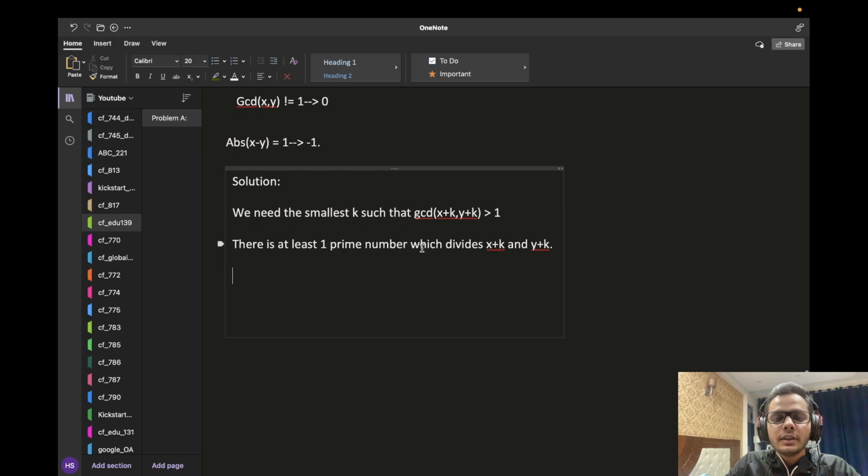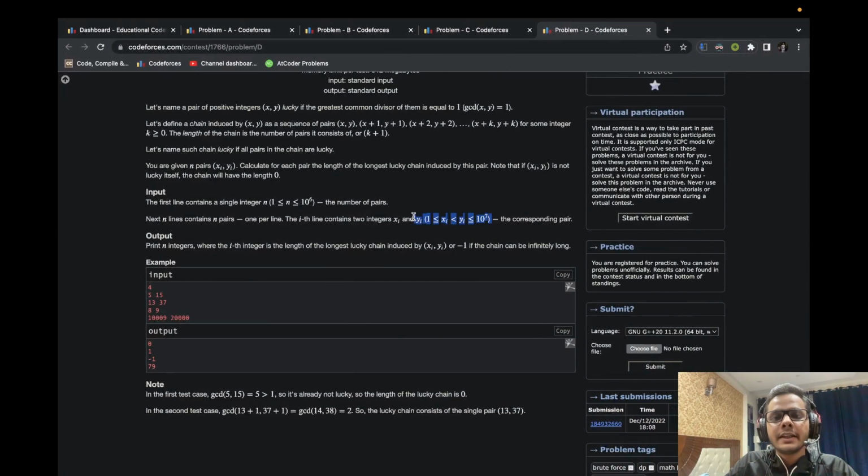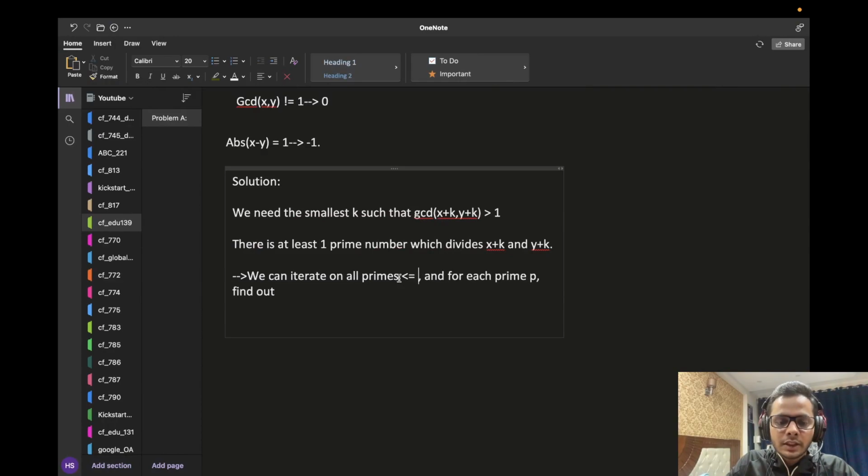If we have this intuition, then there is a very easy naive solution. Of course, it would be inefficient, but we have a naive solution. We can iterate on all the primes, and for each prime p, find out, as you can see, the constraints xi and yi are up to 10 to the 7. So we'll look at all the primes less than or equal to 10 to the 7, and find out for each prime p the smallest k such that x plus k and y plus k are multiples of p.